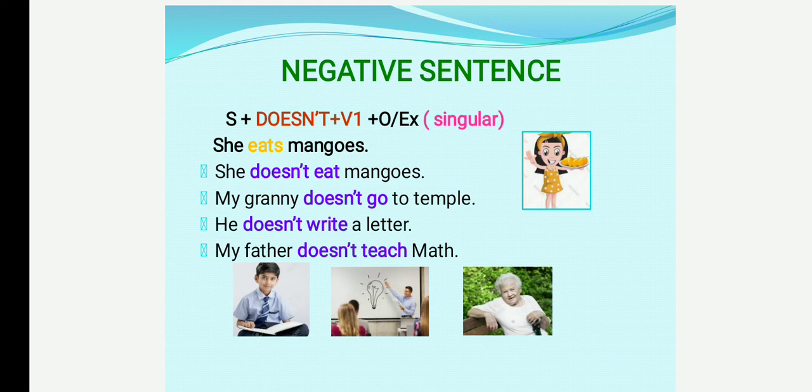In order to say that something was not done by that subject, we use a negative word in the sentence. A negative word is always combined only with the helping verb. The main verb which follows the negative word must be only in the V1 form. So this is the sentence structure for a singular subject: the singular subject must be followed by the helping verb doesn't plus the V1 form of the verb.